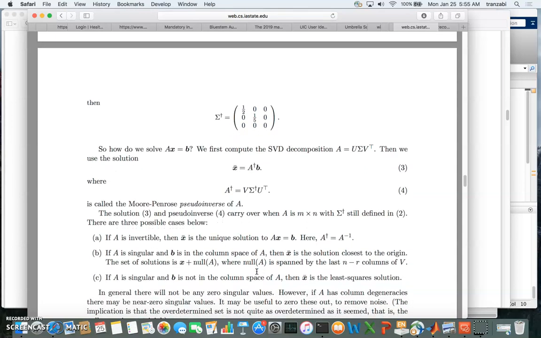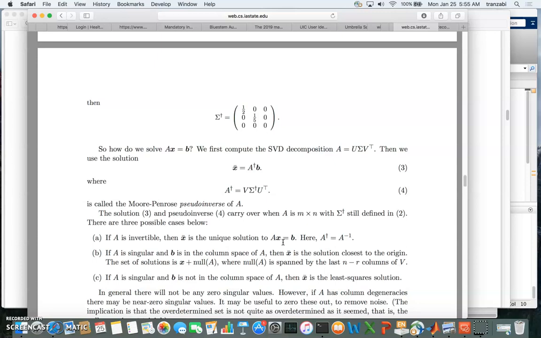Now the question is, how many solutions do we have? Is there a unique one, many, or none? Well, first, if A is invertible, which means all the singular values, the diagonal elements of sigma, are non-zero, then we're going to have a unique solution. In other words, if A dagger is equal to A inverse, there will be a unique solution.